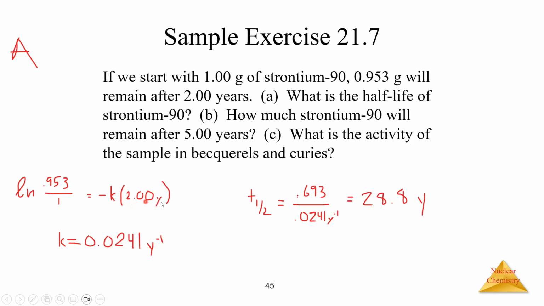If I had plugged in 730 days to represent 2 years, we would still have the same rate constant. It's just going to be a different number with different units, inverse days. So it's important that we have the correct units there. And then once we have that k value, we can plug it into our half-life equation, 0.693 divided by k. Since we have inverse years, the half-life is going to be represented in years. So it's going to have a half-life of just under 29 years.